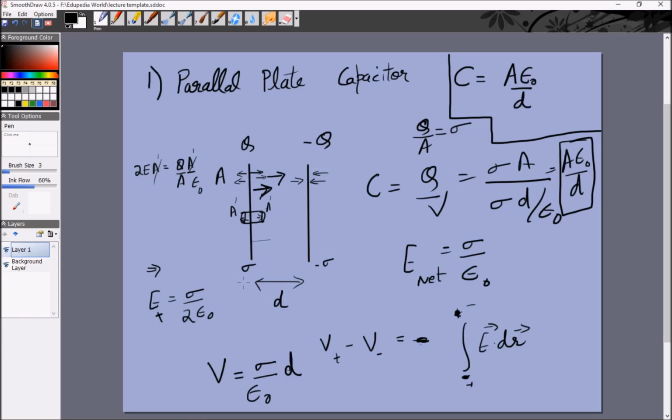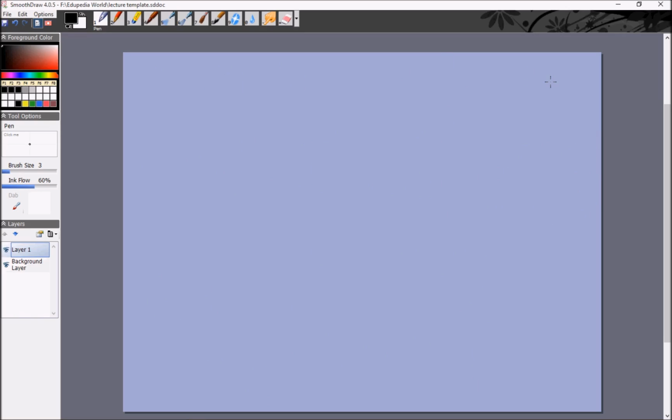A is the area of both the plates, and D is the distance between the two plates, and epsilon naught is the standard constant of permittivity of free space. So this is the formula for the capacitance of a parallel plate capacitor. Let's look at another type of capacitor now, a spherical capacitor.